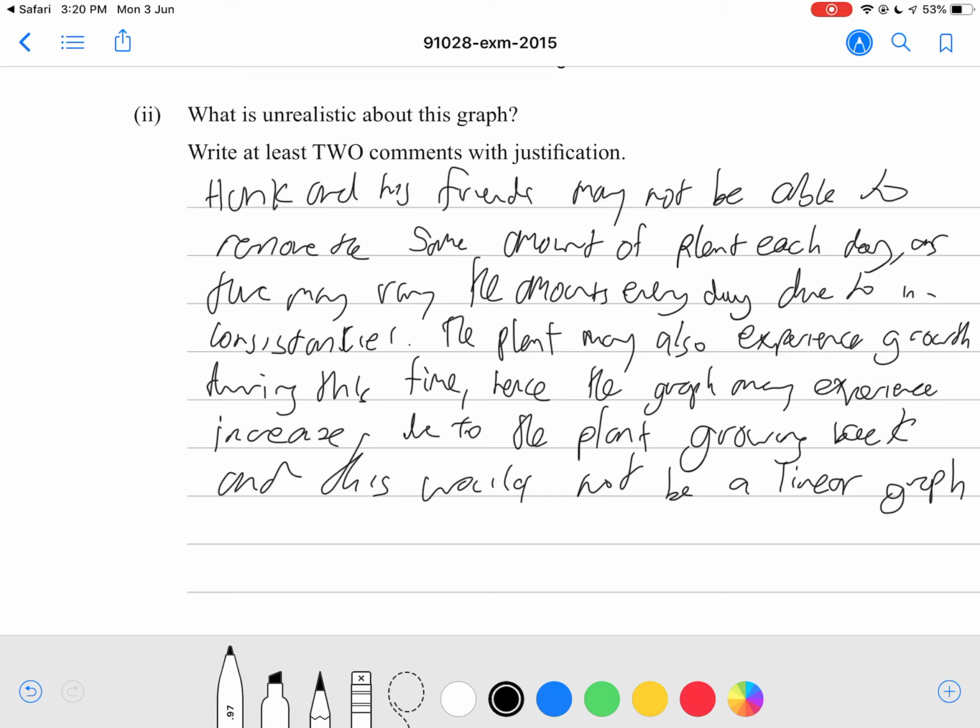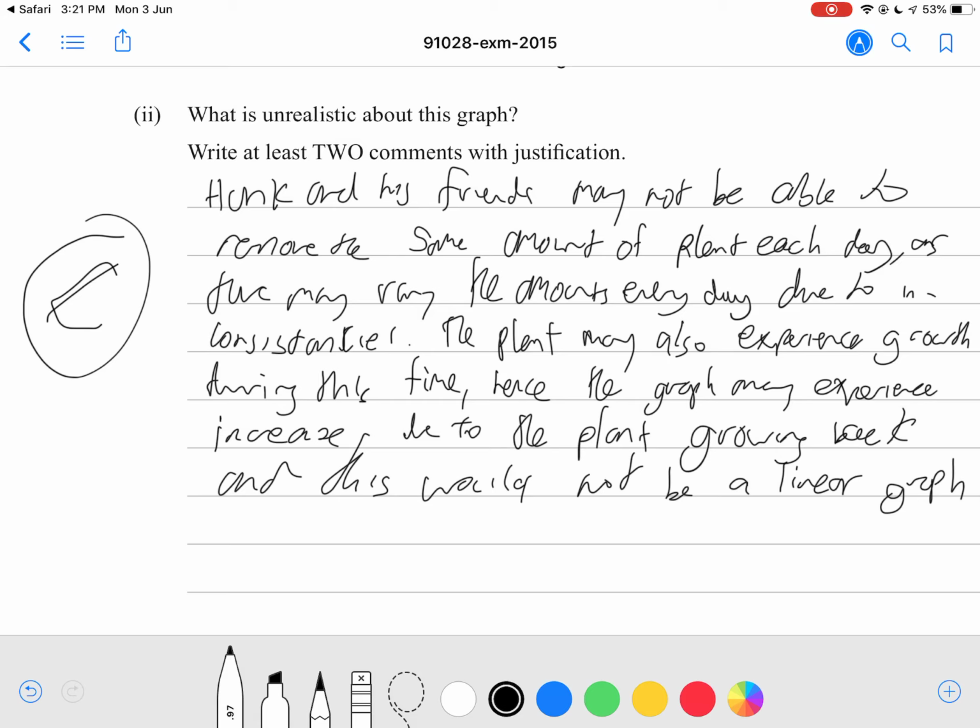Okay, so both of these comments will get you an excellent grade. In terms of getting a merit, you cannot get a merit in this question. Getting an achieved is being able to relate removing the plant back to the gradient. But you're probably aiming for excellence.